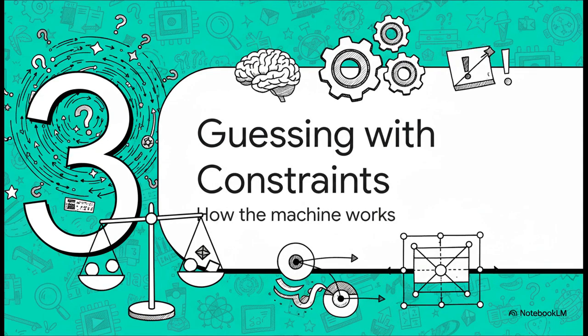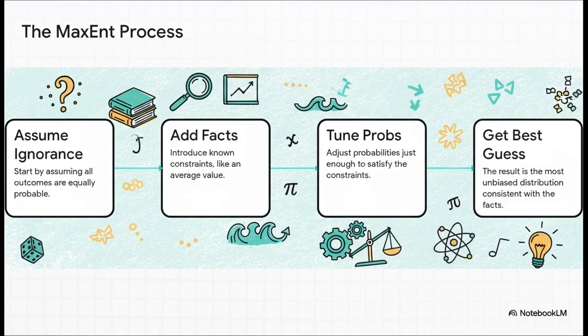Okay, so how does this all come together? Let's look at the actual process. How does this machine take the few facts we have and actually spit out the best possible guess? It's basically a 4-step recipe. First, you start with maximum uncertainty. You assume you know nothing, so every outcome is equally likely, a flat line.